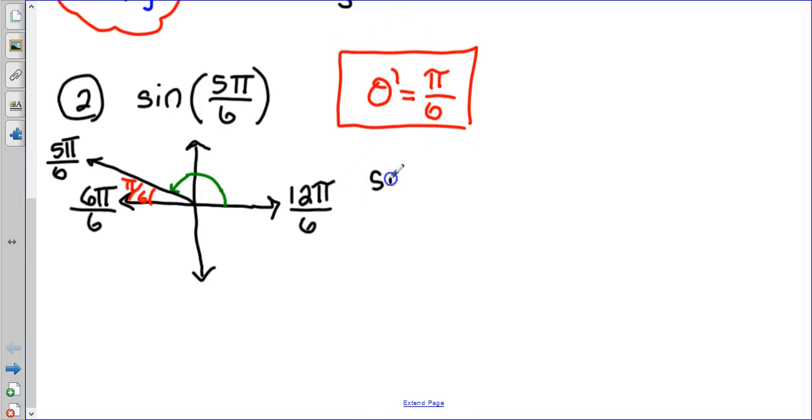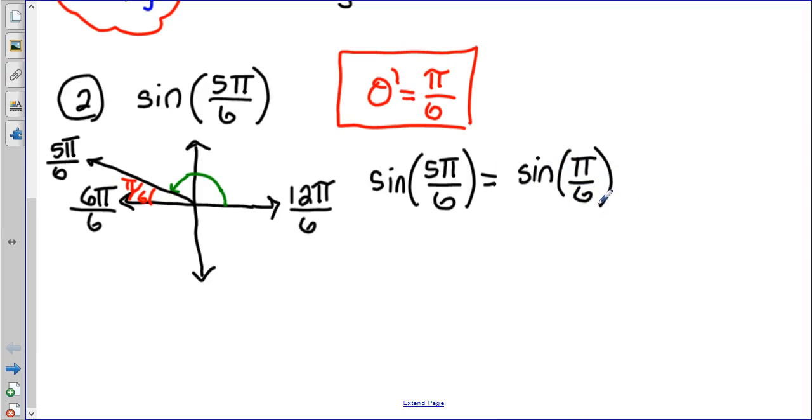That means that the sine of 5 pi over 6 equals sine of pi over 6. From class, we know that sine is connected to y. So I'm going to commit right before I move any farther. I'm going to say, what is sine in quadrant 2? Anywhere in quadrant 2, if I move vertically, that's moving up. So I know that this is going to stay positive.